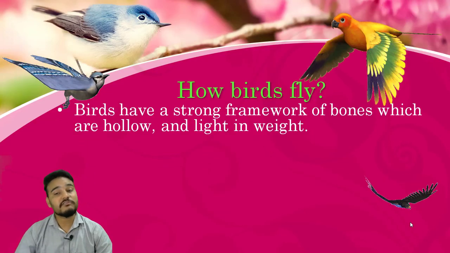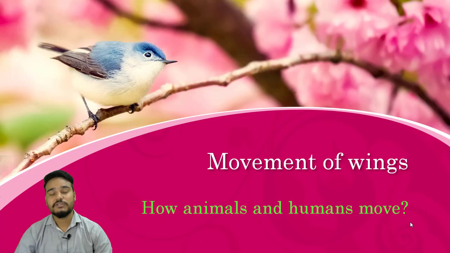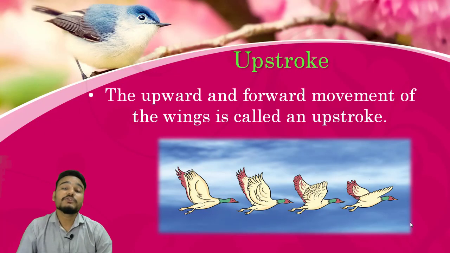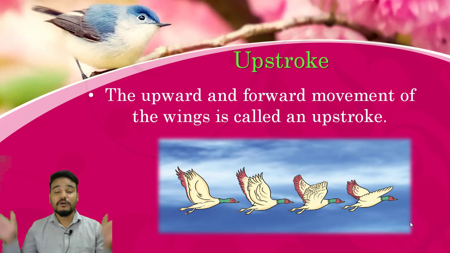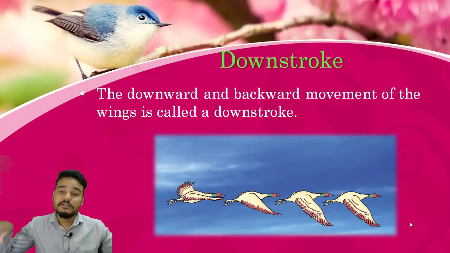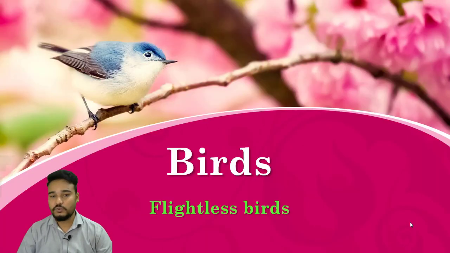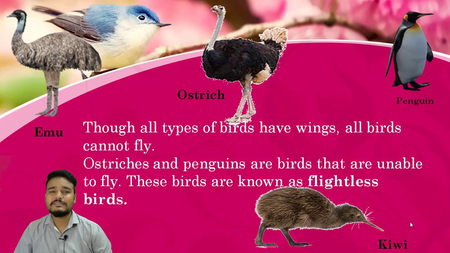How do birds fly? We have already seen that their bones are hollow and lightweight, they have a strong framework of the body, and a boat shaped body helps them fly. Now, how do birds move? When they move their wings upward and forward, that movement is called upstroke, and when they move them backward and downward, that is called downstroke.